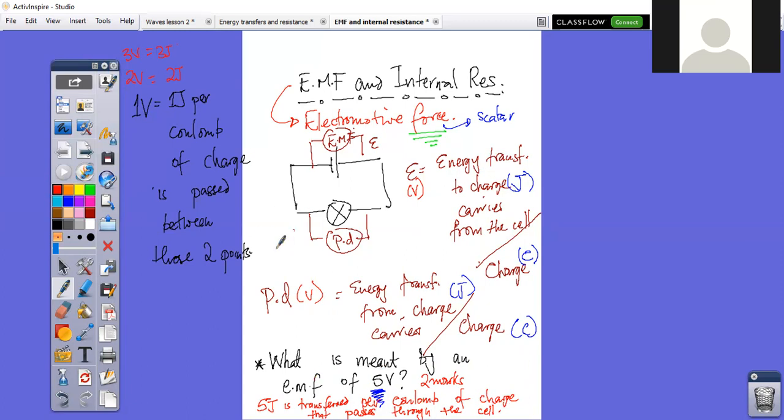If you're asked what a potential difference of 5 volts means, well, it strictly means that 5 joules of energy is transferred per coulomb of charge as it passes through that particular component that has 5 volts across it. Are you following so far?